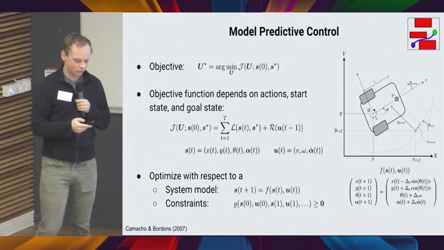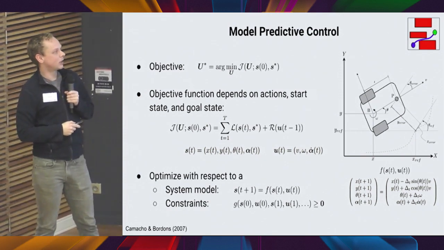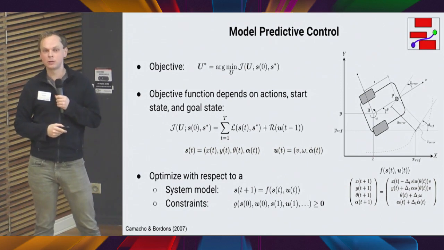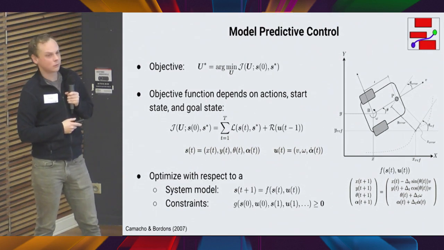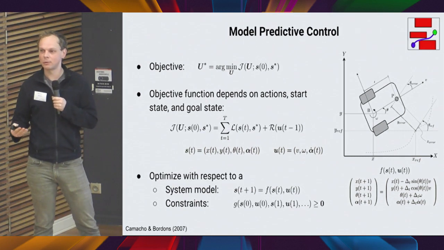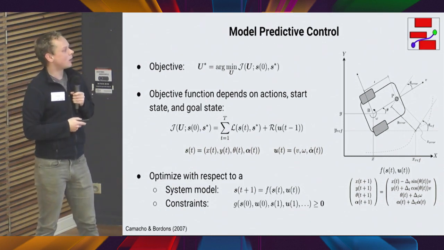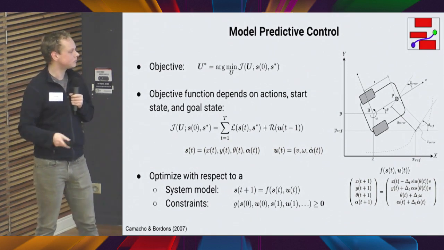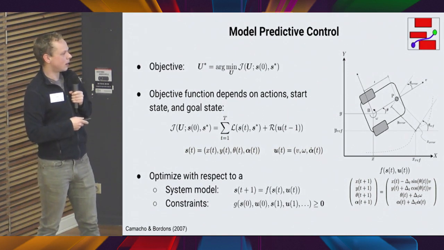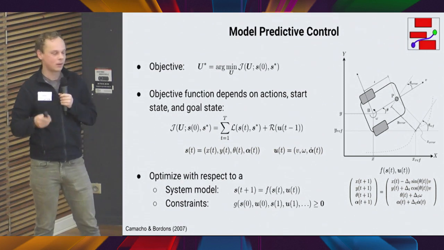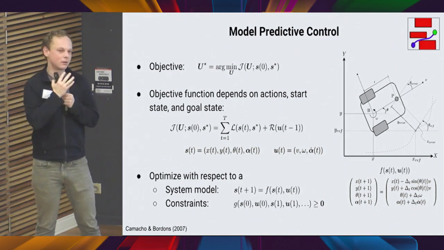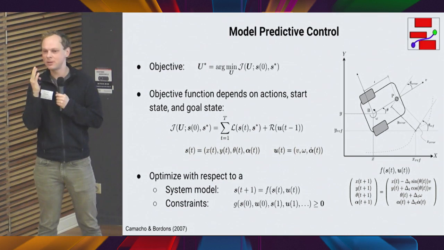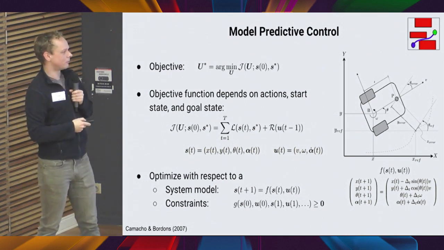In model predictive control, the idea is that we create an objective, this function J, which we would like to minimize. This objective has as input S0, the state of the robot at time point 0, so where it currently is. We also give it S star, the goal state, where we would like to go. For us, this is its X and Y coordinate and its orientation. We also have these alpha terms, but they are all about the robot's head, so we can forget about them for the moment.